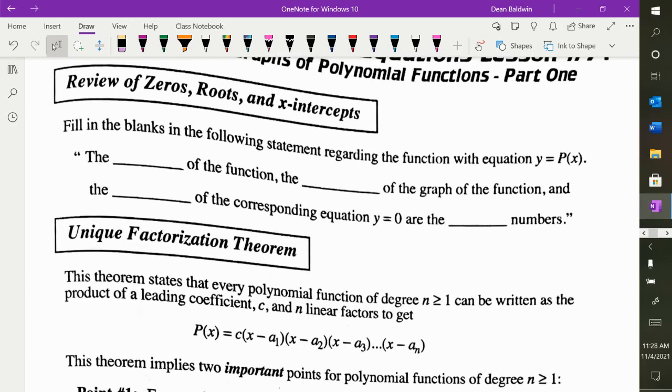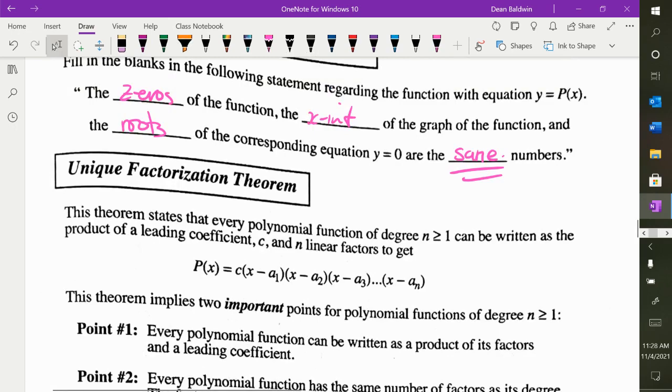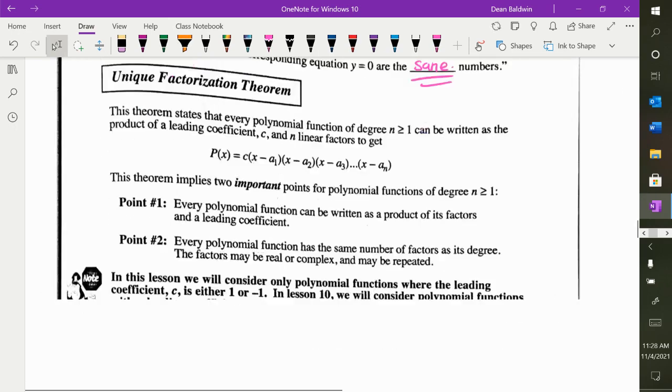The zeros of the function, the x-intercepts of the graph, and the roots of the equation y is equal to zero are the same numbers. Okay. So now we're going to move into graphing polynomials. If you have the graph of a polynomial, so we look at the bottom of the page.